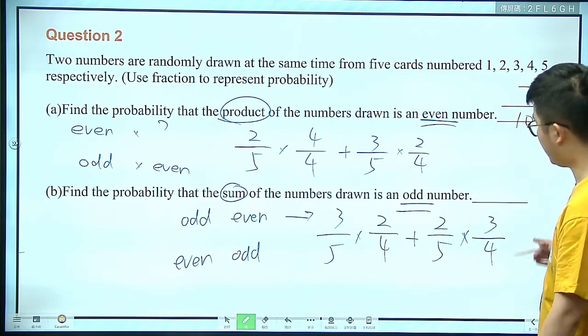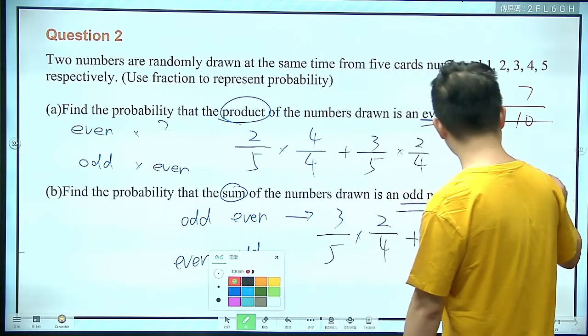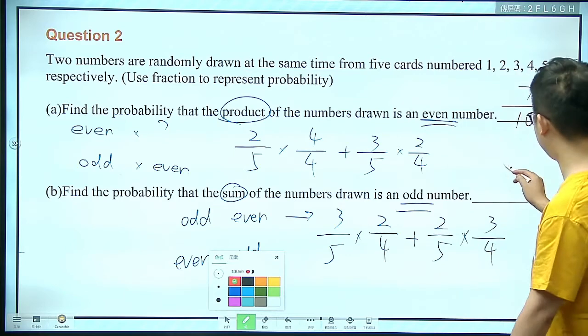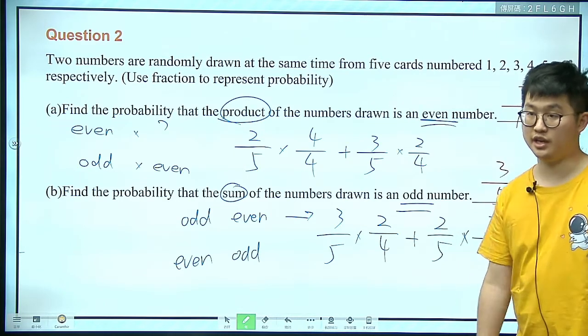So we get 3 odd numbers left for this. So if we add them up, the answer would be 6 over 10, right? Which would be 3 over 5.